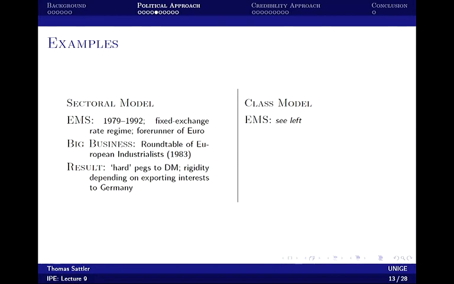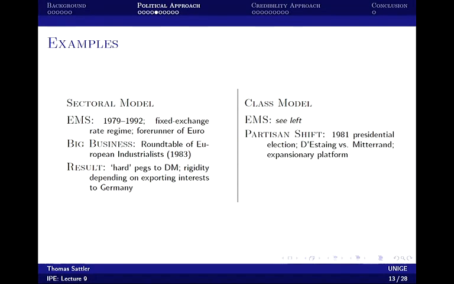There's a class story in this model as well, in this period as well. So again, we have the European Monetary System, which was established in 1979 when we had a conservative French president. And then we see a shift in partisanship. So in May 1981, François Mitterrand unexpectedly won the election against Valéry Giscard d'Estaing. And he was running on a very expansionary economic platform.